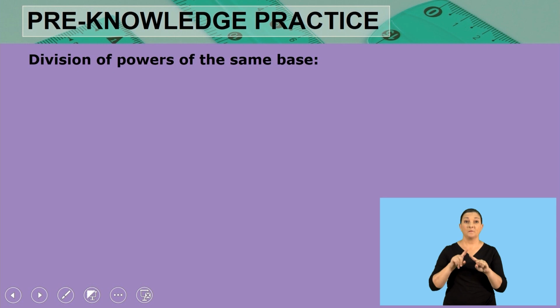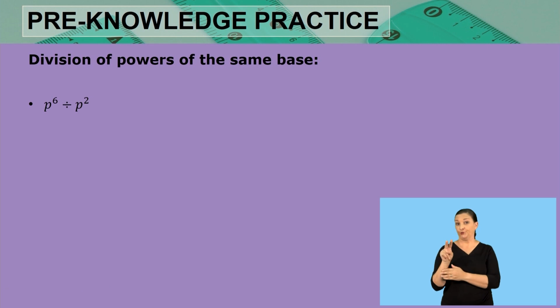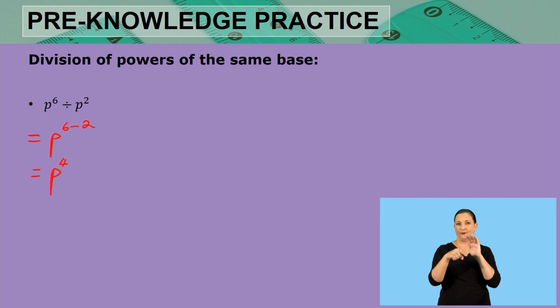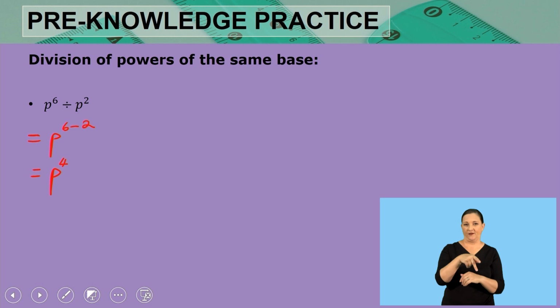What about division of powers of the same base? Now, if I have p exponent 6 divided by p exponent 2, or p squared, then we know that because they have the same base, we are going to subtract those exponents, giving me an answer of p exponent 4.